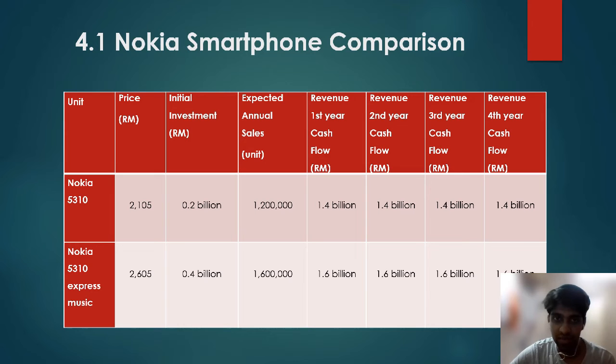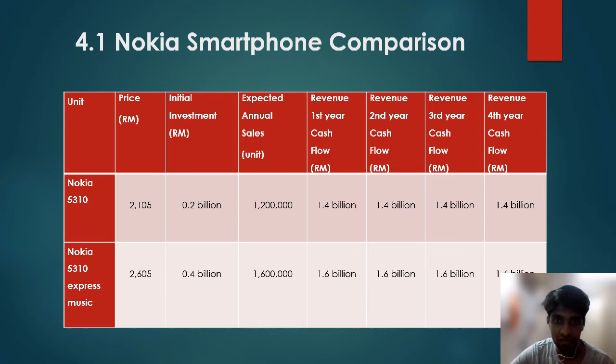As you can see here in the table, the expected annual sales for Nokia 5310 is about 1,200,000 worldwide. Whereas for Nokia 5310 Express Music, it is expected to sell about 1,600,000 worldwide. The revenue for the first year cash flow is expected to be 1.4 billion for Nokia 5310, followed by the second year revenue at the same 1.4 billion, and the third and fourth year revenues are also the same at 1.4 billion.